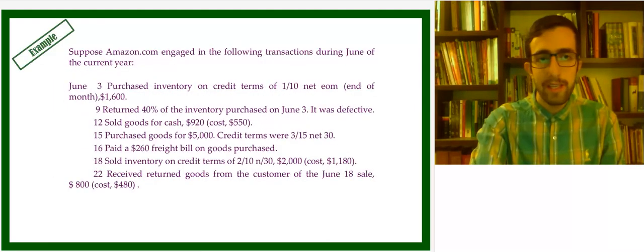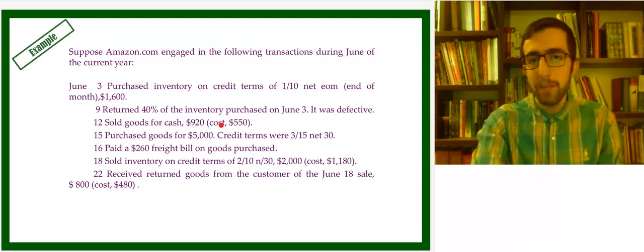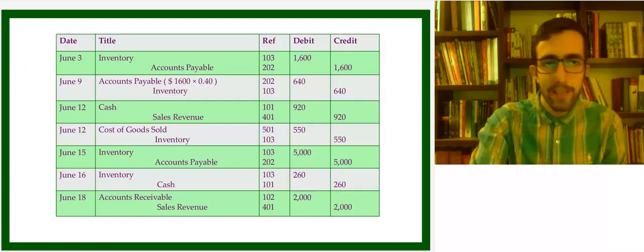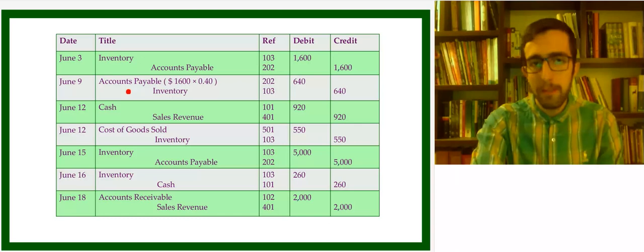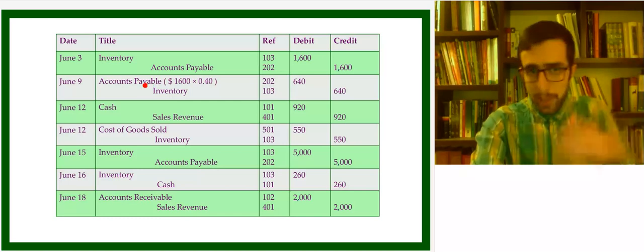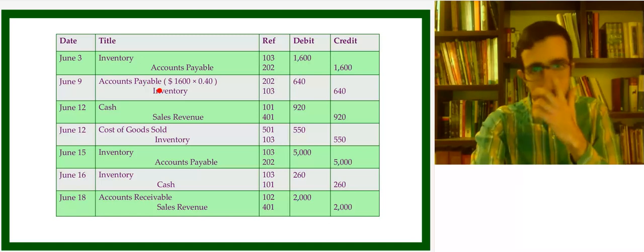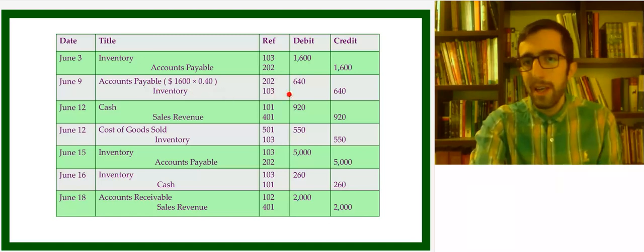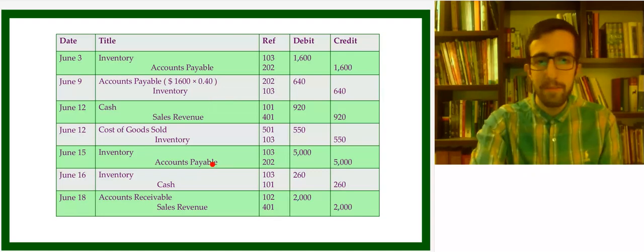The next transaction, on June 9: Amazon returned 40% of the inventory purchased on June 3. It was defective. So for this transaction, we have accounts payable, 40% of 1,600, on the debit side because it decreased, and inventory also decreased, $640 on the credit side.